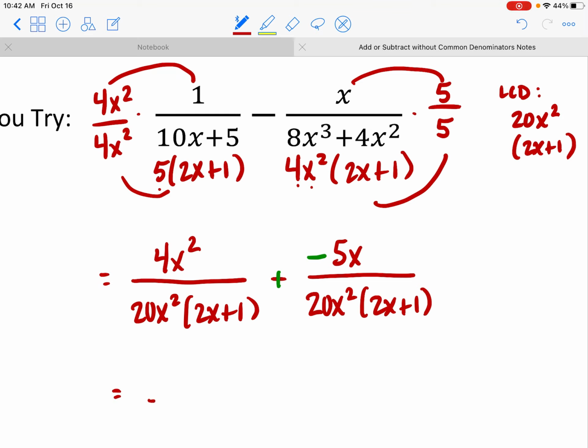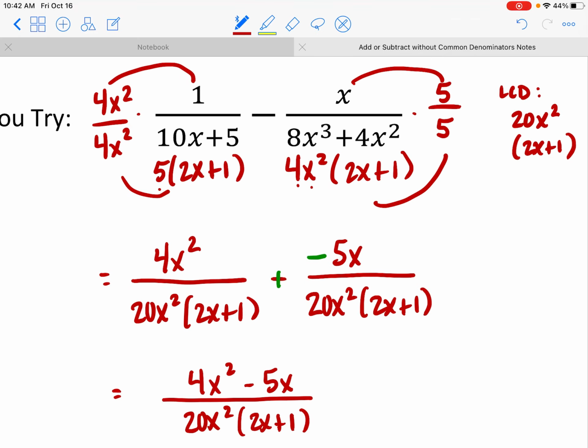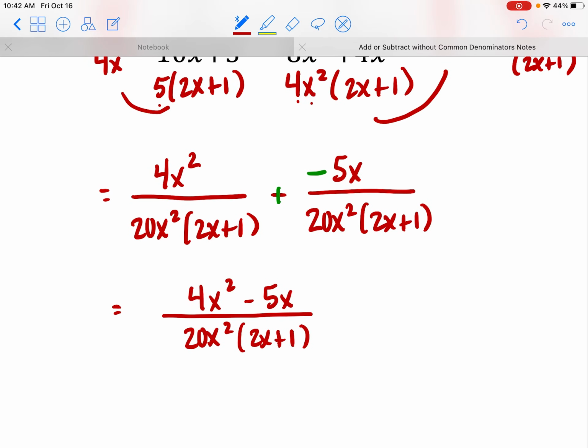Now we can keep our common denominator, 20x squared, 2x plus 1, and then try to combine like terms from the numerators. Now these are not like terms, so I'm just going to go ahead and bring down my 4x squared and my minus 5x. Now this is reducible. Hopefully not surprisingly, I have 3 terms in this fraction. Okay, this is a term, and then all of this being multiplied is a single term. So those 3 terms, what do they have in common? They have an x in common. So I can reduce this fraction by dividing out an x.